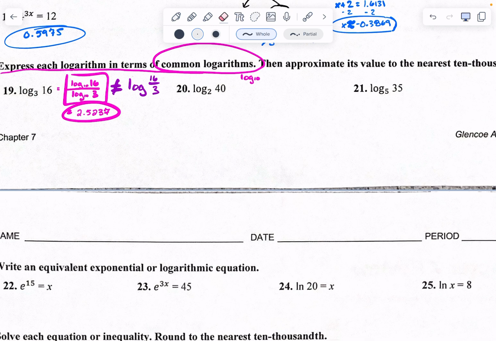Log. Like the LOG button, you cannot find it on your calculator? I have the decimal, but what's the actual common log? This part, you have to write it as a common log: log 16 over log 3.